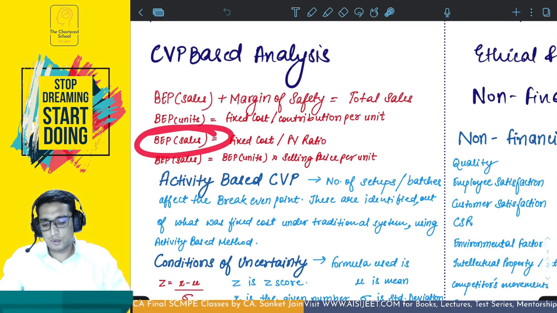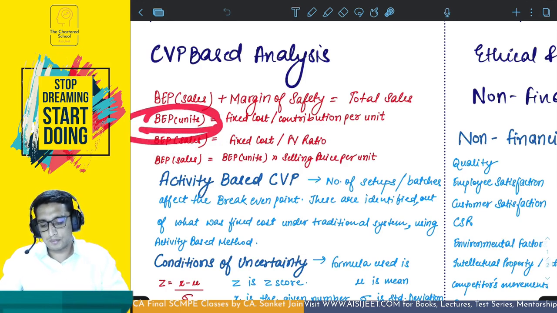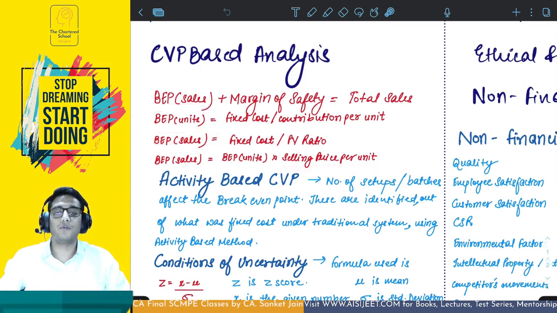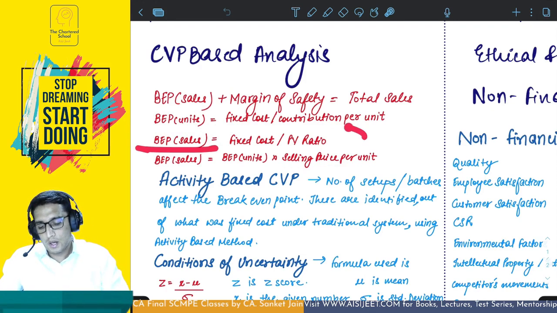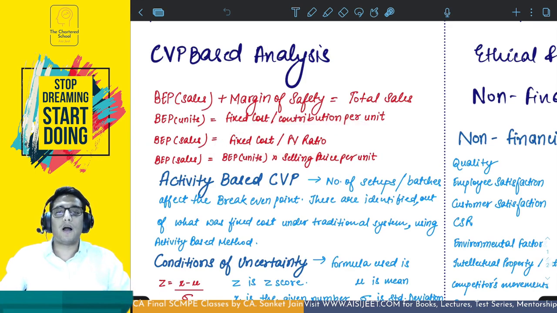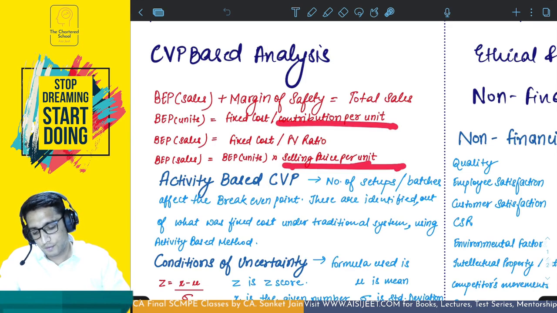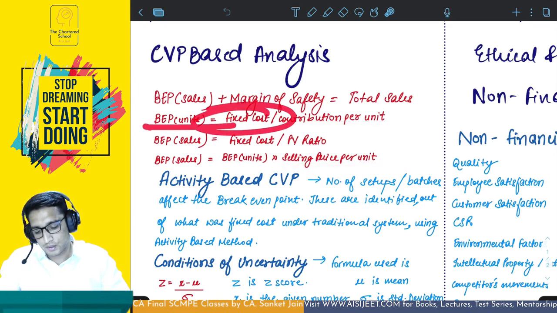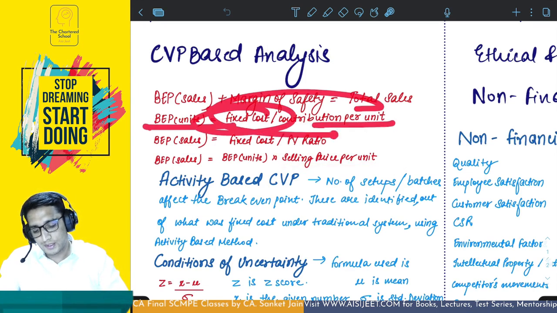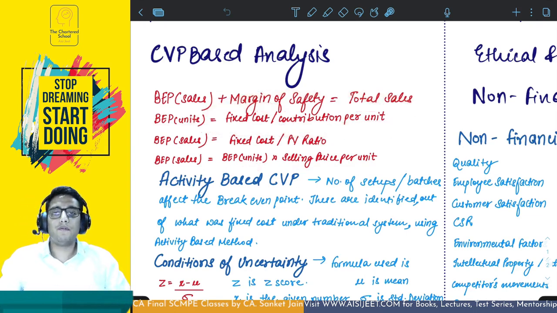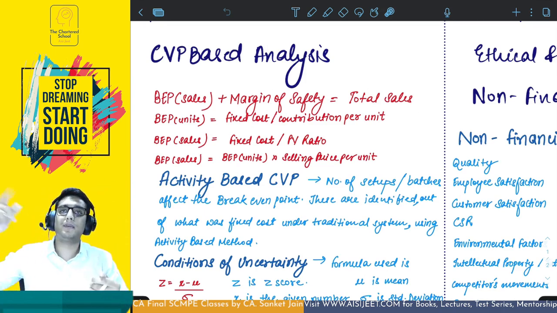You should also remember, if you want to calculate BEP in terms of sales, what you have to do is identify BEP in terms of units and multiply it with the selling price per unit. Now if you look at the formulas closely, you will get another formula for BEP in sales, which will be fixed cost upon PV ratio. How, sir? So there is contribution, there is selling price. If you look at this closely, BEP in units is fixed cost upon contribution per unit. Put this formula here. So this will be fixed cost upon contribution per unit multiplied by selling price per unit. So that is selling price by contribution multiplied by fixed cost.